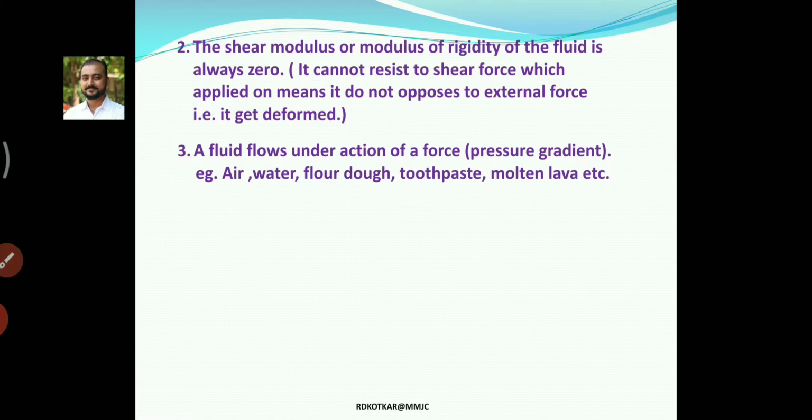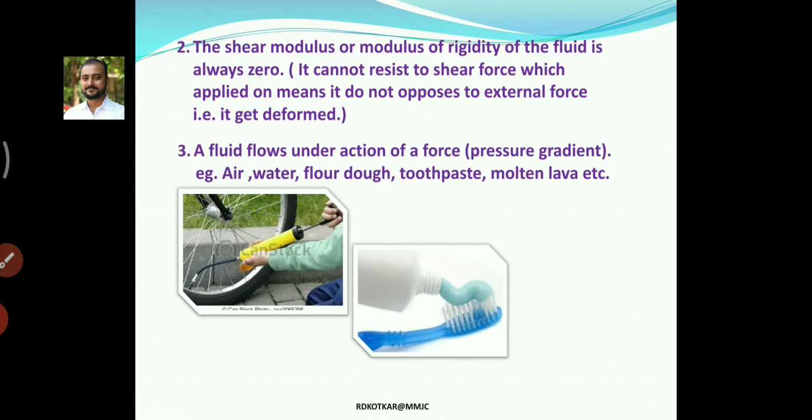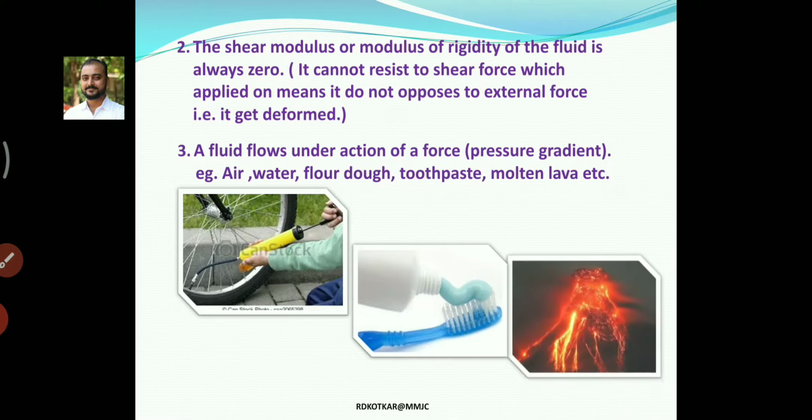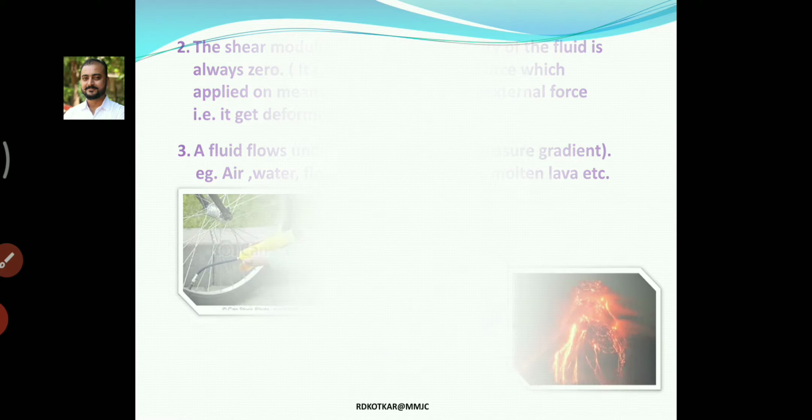We can give other examples: air filled inside cycle tubes or any kind of vehicle tires, toothpaste which is coming out from the tube, or molten lava which arises from the ground. All of this happens because of the pressure variation. In this manner, these are some examples related to fluids.